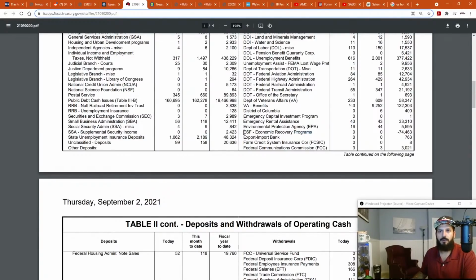Economic recovery programs. Do you see this? You see that negative number? That means the U.S. Treasury, the Federal Reserve, took $74 billion out of the economic recovery programs. Let that sink in.